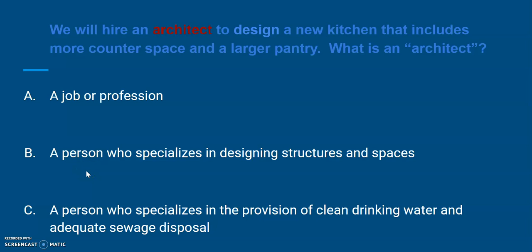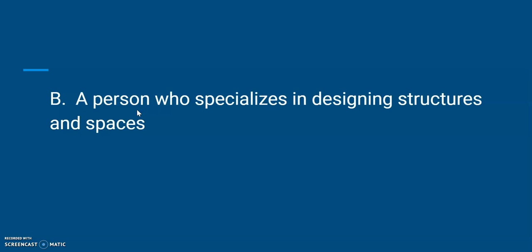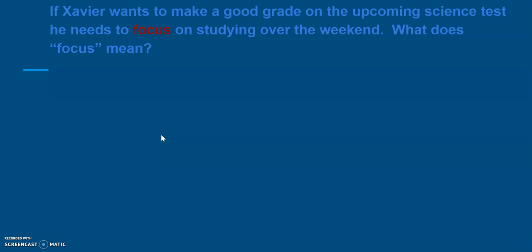We will hire a person who specializes in designing structures and spaces to design a new kitchen that includes more counter space and a larger pantry. So you can see that B makes the most sense. We'll go ahead and read C, a person who specializes in the provision of clean drinking water and adequate sewage disposal. Well, that's not what we're looking for in this context. So the answer is going to be B. A person who specializes in designing structures and spaces. All right, let's try one more.